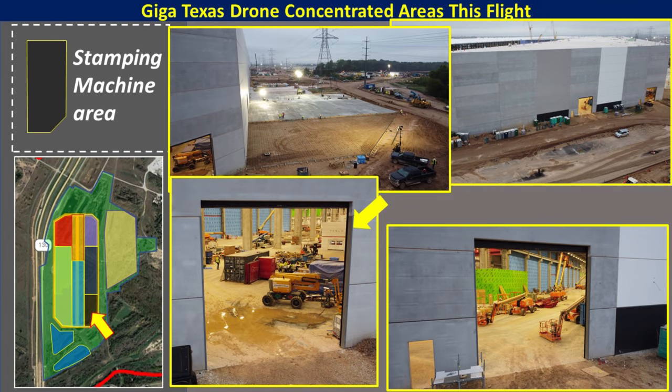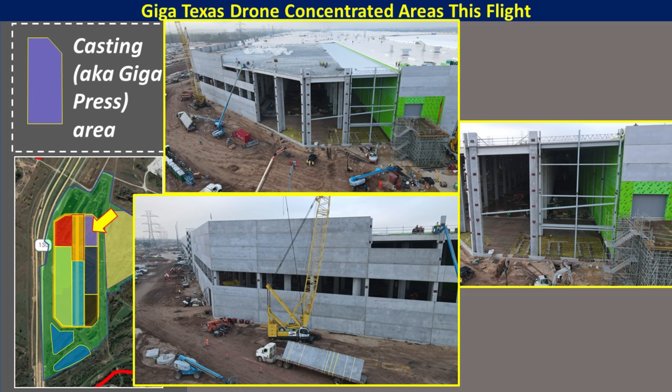While we're on the south side, we take a look at the stamping machine structure, specifically on the east side, to see how that concrete driveway rebar and forms are progressing, and you can see that in the upper left-hand corner photo. We also look inside the structure since the doors were open, and we can see a lot of progress. And where you can see the arrow in the lower left-hand corner photo, another very large sheet metal machine has been installed.